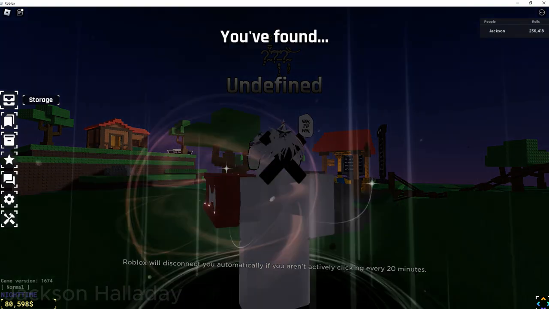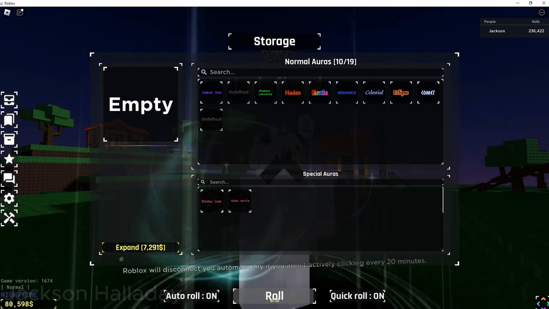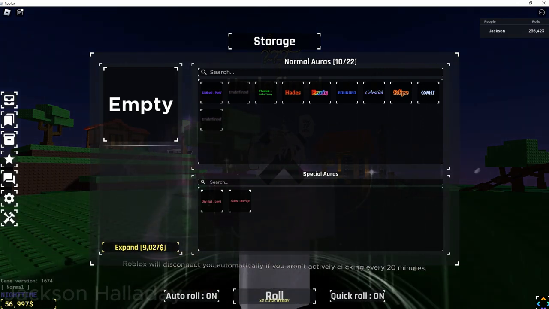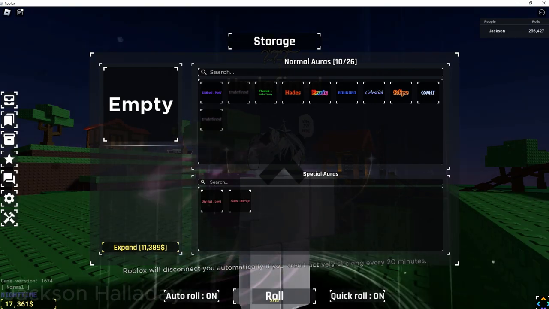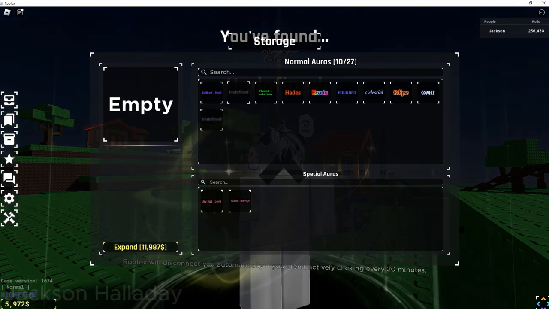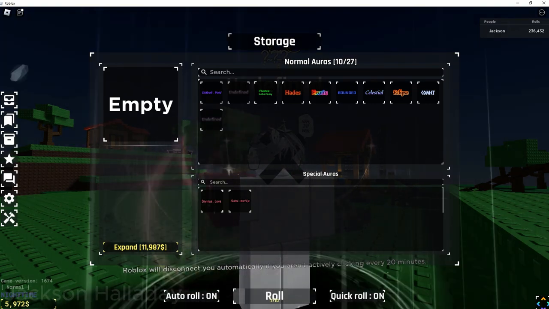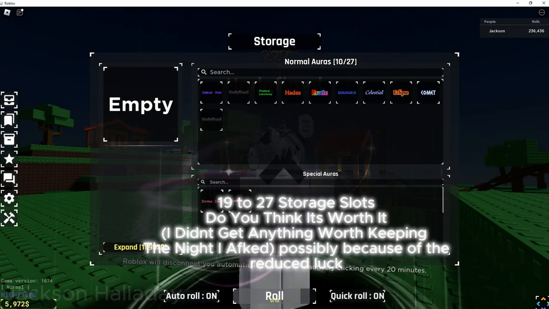I got 80,000 coins, which is enough for 1, 2, 3, 4, 5, 6, 7, 8 upgrades for me. So now I'm at 27 storage, compared to before when I had like 19, I think. So yeah, pretty good.